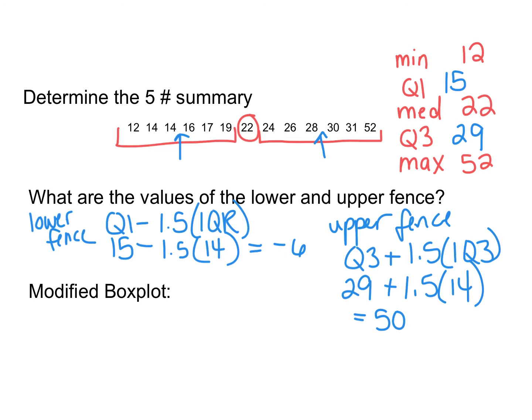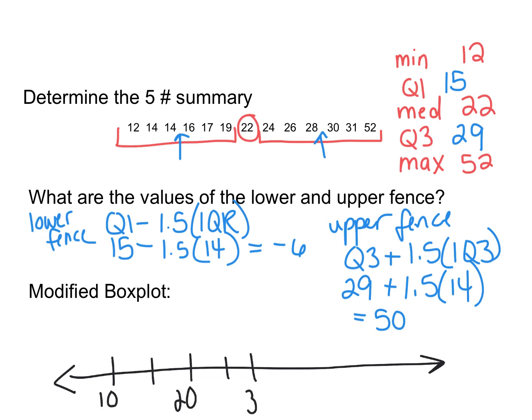All right, so we're going to make a modified box plot. When we do that, what I mean is we're going to account for any outliers. So 12 here is my smallest and 52 is my greatest. So I think I'm just going to count by 5s. This would be 20, 30, 40, 50. And you would do your best to equally scale your horizontal axis, and I'm going to place my 5-number summary. So 12, 15, 22, 29, and 52 now.